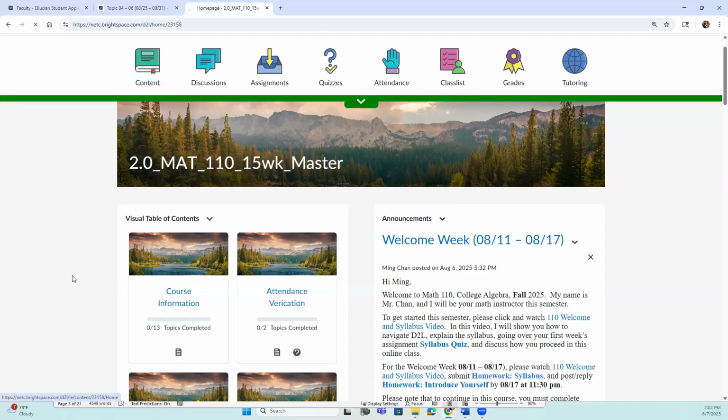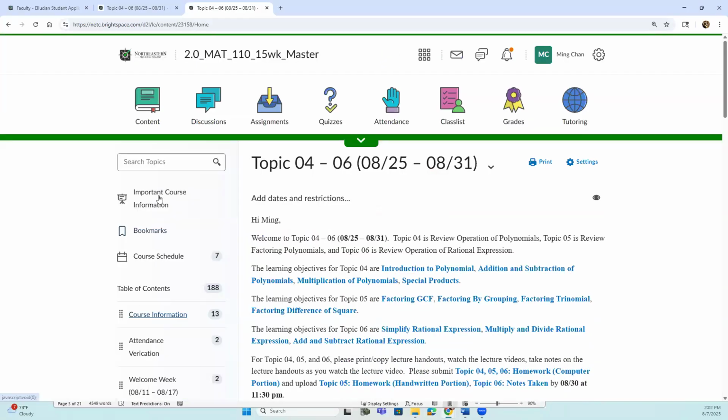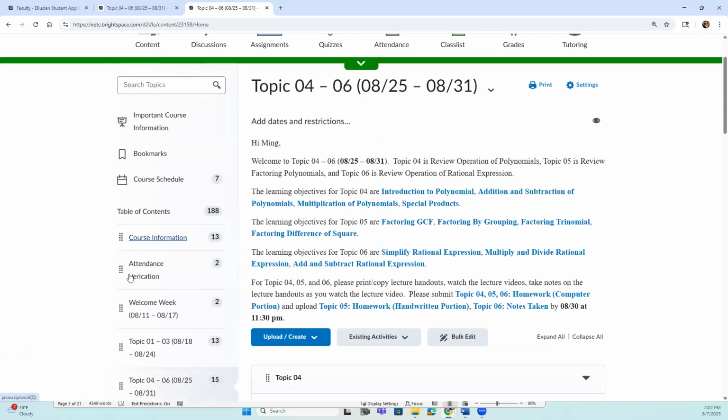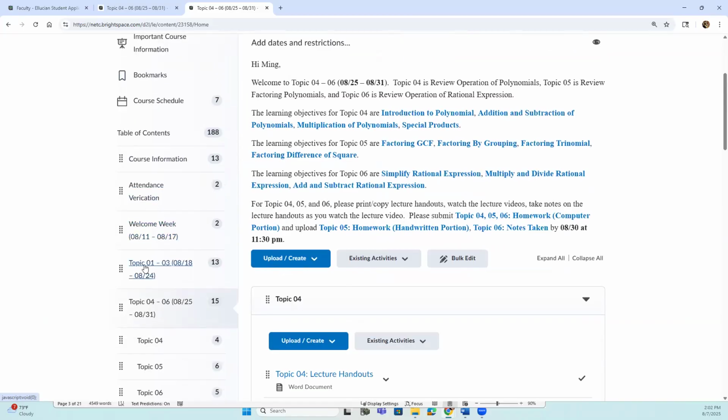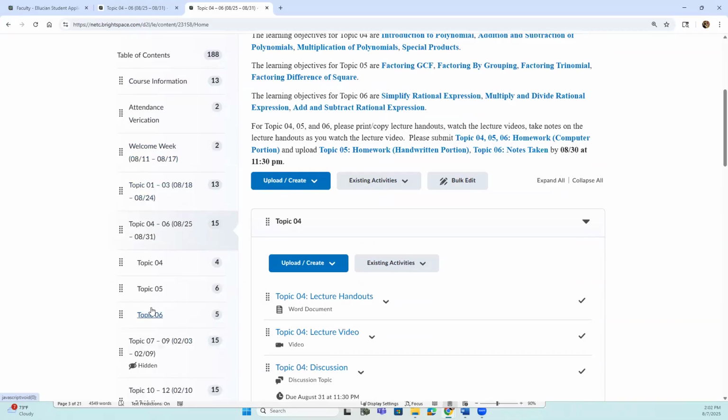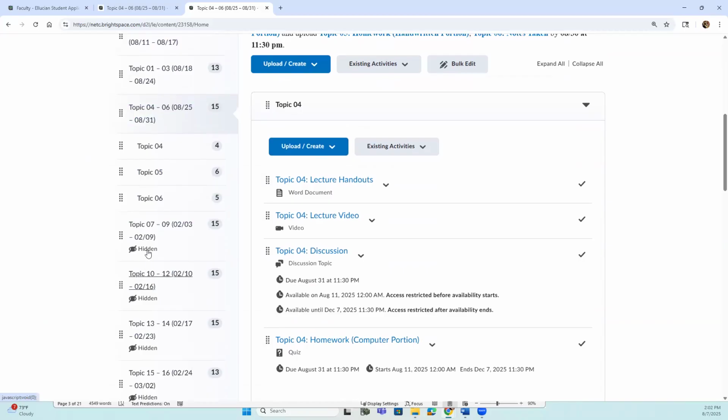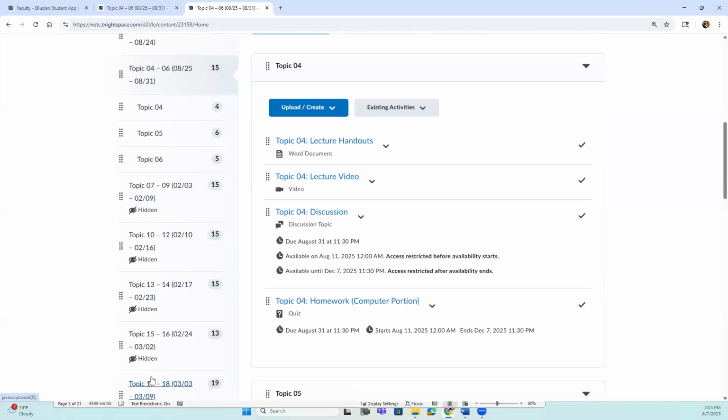On the very left-hand side, the table of content, you should see everything you need for your entire course for the semester. However, I am adding two topics to this course, so a lot of topics, I'm actually moving them around. Right now, I only have the welcome week, topic 1 through 3, and topic 4 through 6 open for you. As you can see right here, all the other topics are hidden. When I added the two topics, a lot of these topic numbers became different, so I'm shifting things around quite a bit. As the semester goes on, I will get all these hidden ones organized.